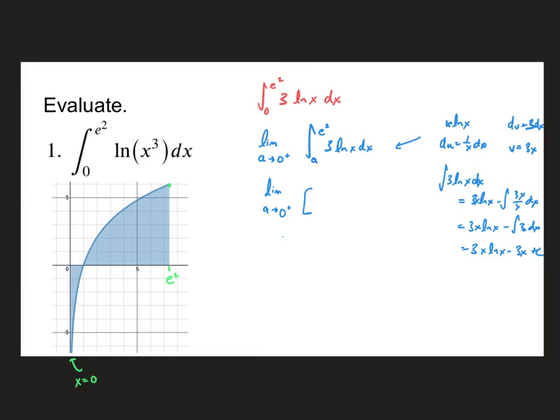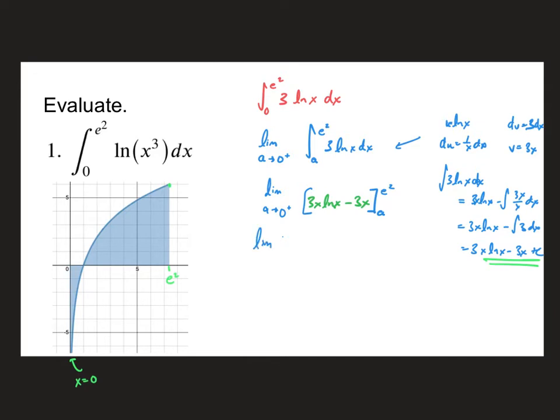Plus C, of course, which I don't need since this is a definite integral. So I'll go back over here and plug it back into my problem. That'll give me 3x natural log x minus 3x, and again, I'm evaluating that from a to e squared.